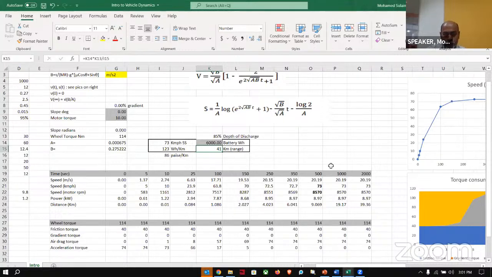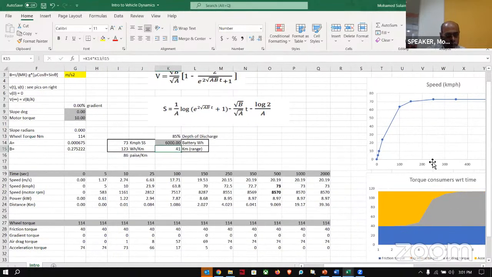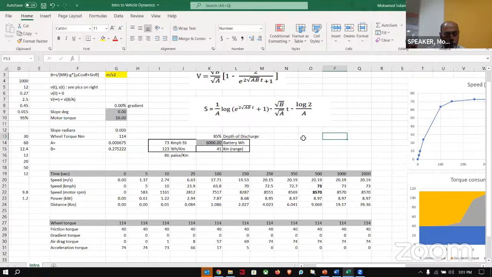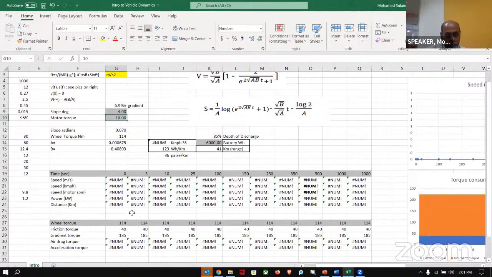So this is broadly about it. And now I'd just like you to play a little bit by changing these numbers. Supposing I make this as 4 degrees, you change it. You find that all the numbers have collapsed.